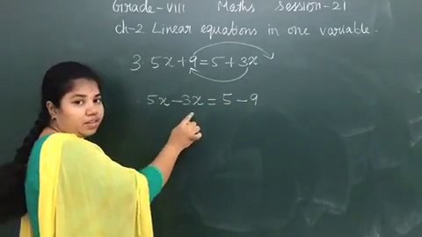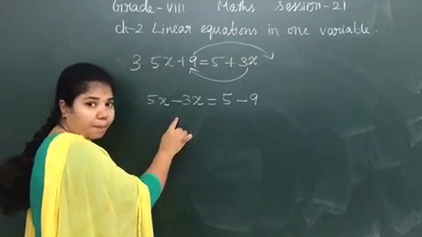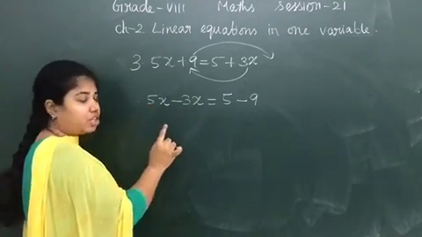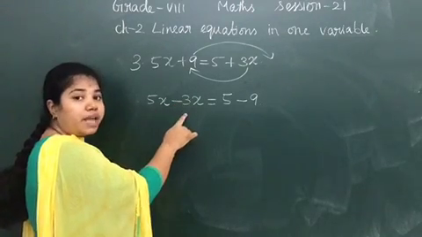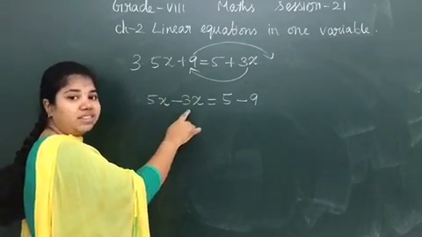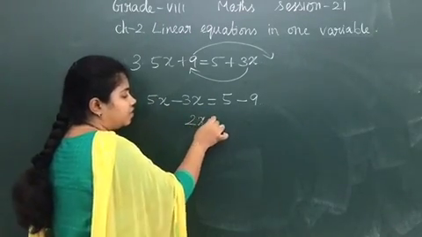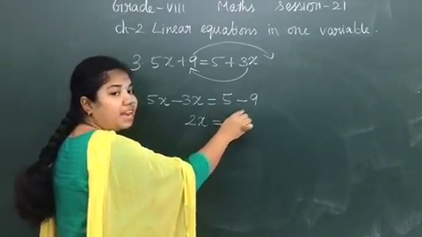Now my variables are same. So what I have to see? I have to see the basic operation. It is subtraction. Now I can subtract my coefficients. What is my coefficient? 5 minus 3. 5 minus 3 is 2. 2x is equal to 5 minus 9.